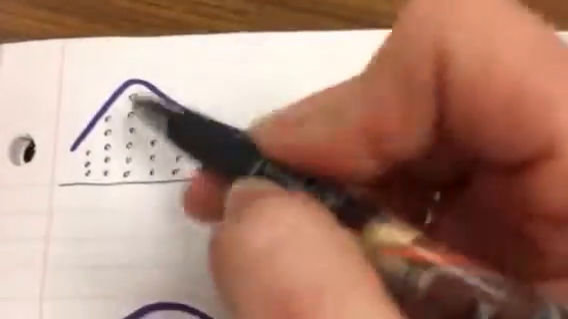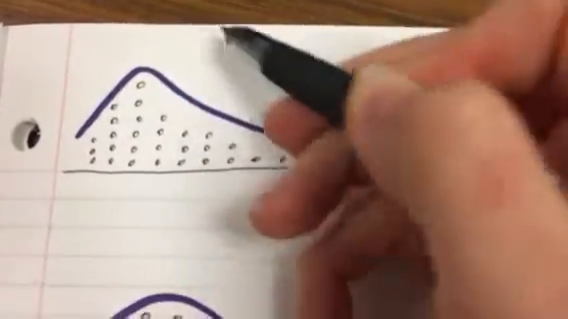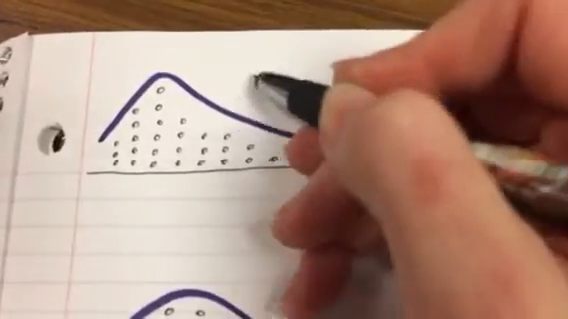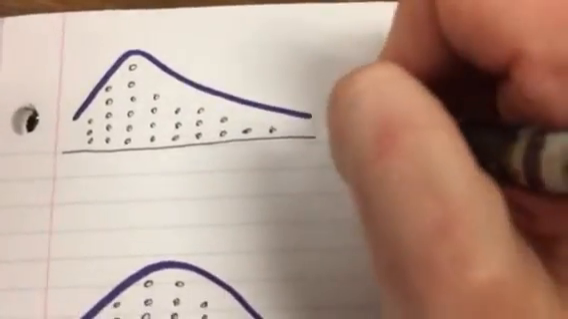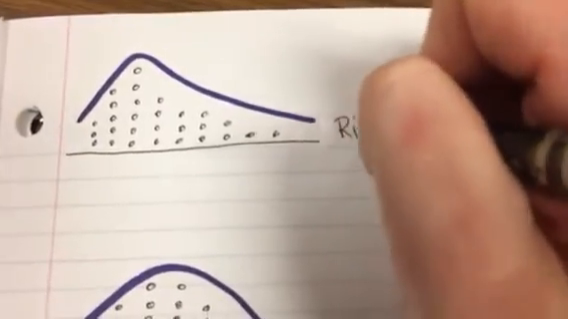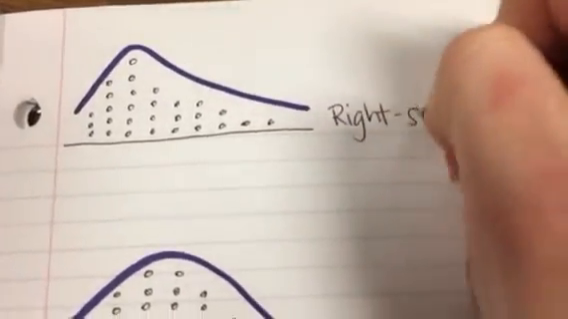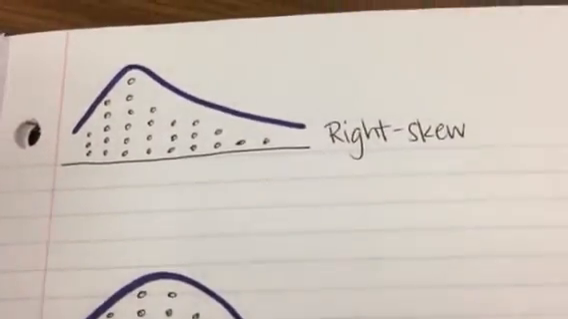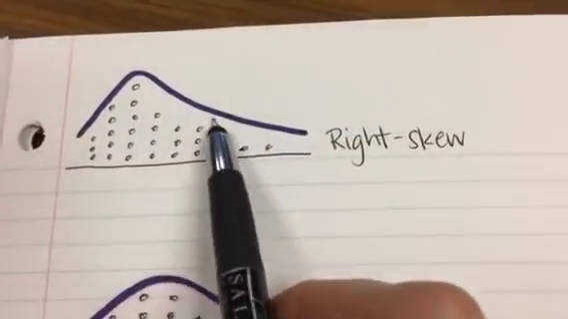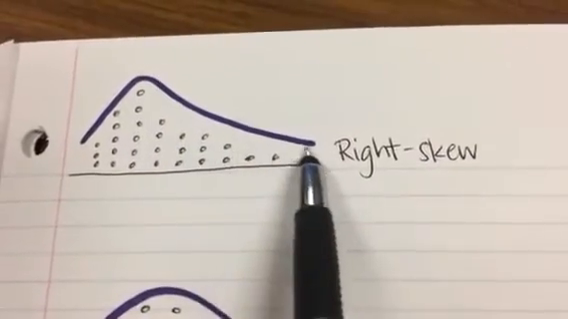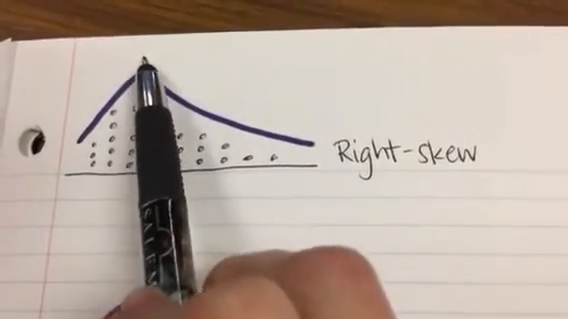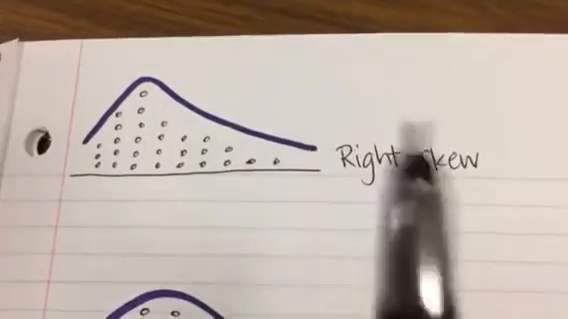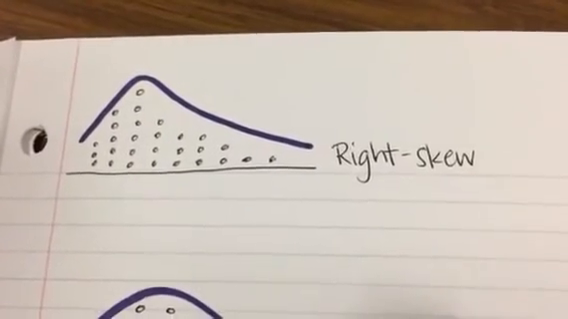This one, if you notice, looks like there's a large cluster of data on the left side of the graph. And then we have this area here where it looks like there isn't much. So this one has a very important name. It's called a right skew graph because we have a long right tail. This is called the tail of the graph. This is a long right tail of the distribution of the data.